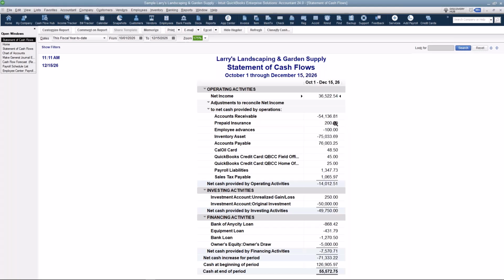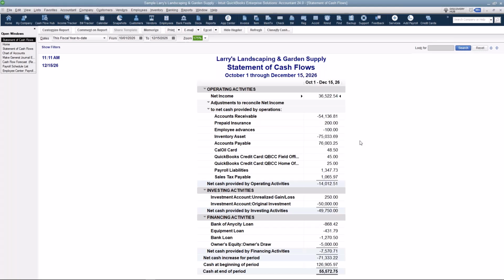Prepaid insurance, right? This is something that we paid cash or a cash equivalent for previously. It's not included in this particular time period. We've expensed it in this time period, but that's not actually a cash flow, so we're adding that back, okay? So on and so forth, right? Employee advances, we've loaned an employee some money, they're expecting to give it back to us. Inventory asset, right? We've had to spend cash to purchase that inventory, and because when we buy inventory, it sits on our balance sheet as an asset, it doesn't go through an expense account, so that's why we're subtracting that cash from our cash flow here.